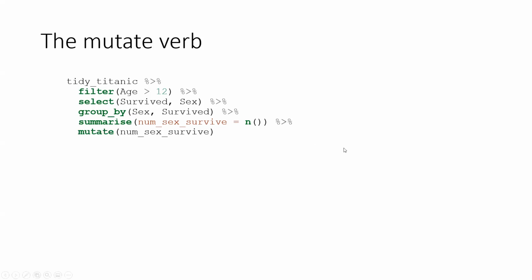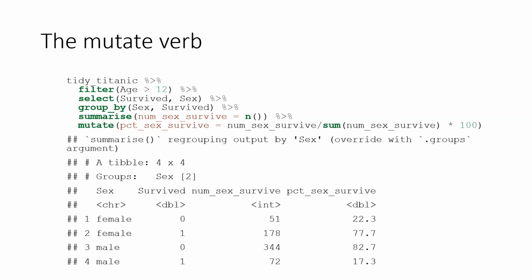our counts, how many passengers were in our 4 groups, divided by the total number of passengers in that group, or sorry, in that sex, and then multiplied by 100. That should give us our percentage of each sex surviving. And so we can now see that here. We can see our new column has been created, PCT_sex_survive, and it's got percentages of females dying versus surviving, and males dying versus surviving. So we can now fairly compare the male and female survival rates.